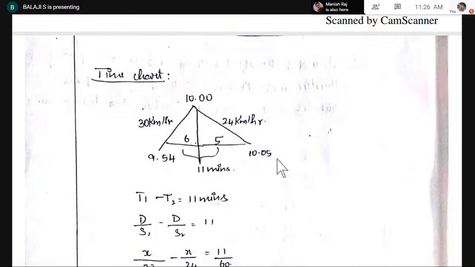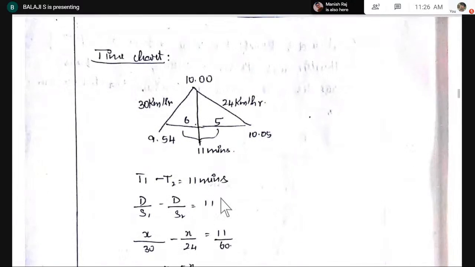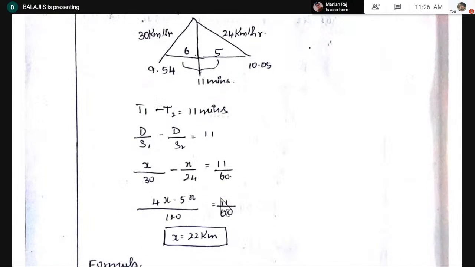So what is the time difference between 9:54 and 10:05? It is 11. So the time difference between these times is 11 minutes. By the previous sum we have seen that we can easily solve this sum using the time difference.